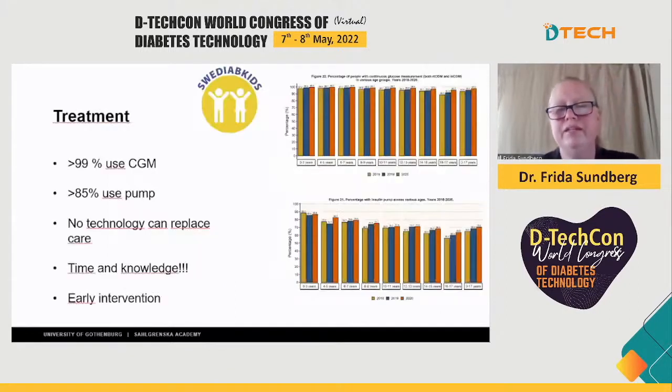What I can say from my experience is that more than 99% of children with diabetes in Sweden use CGM. We are very happy to have a very solid reimbursement system that is very helpful in this. And our national recommendation is in line with the international recommendation that all children, if possible, younger than 7 years, should have insulin treatment with an insulin pump. And in Sweden, that is above 85% in this age group.